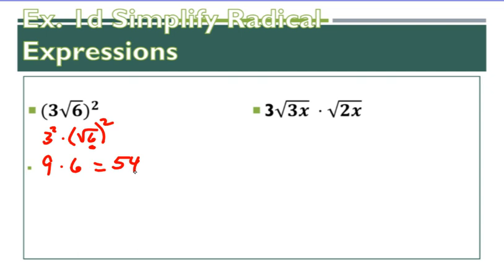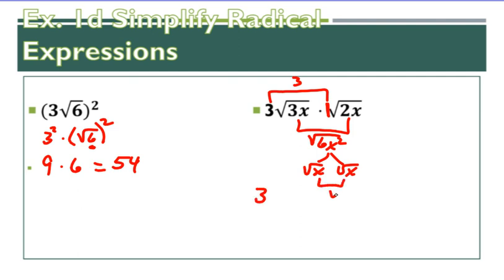Next one, remember there's a 1 here, so 3 times 1 is 3. Square root of 3x times the square root of 2x is the square root of 6x squared. I cannot break the 6 down, but I can break down the square root of x squared as the square root of x times the square root of x. And I'm left with 3 times x, which is 3x, times the square root of 6, because I have this 6 left over. So that would be our answer.